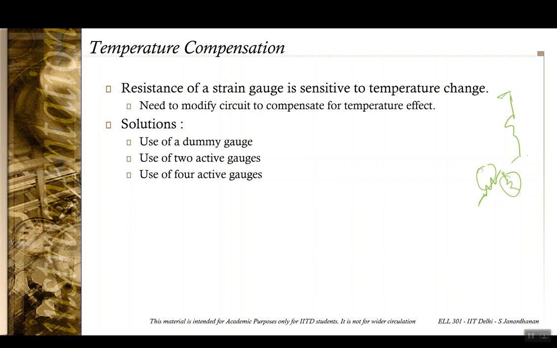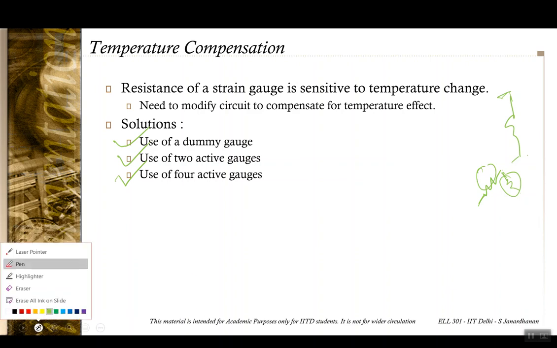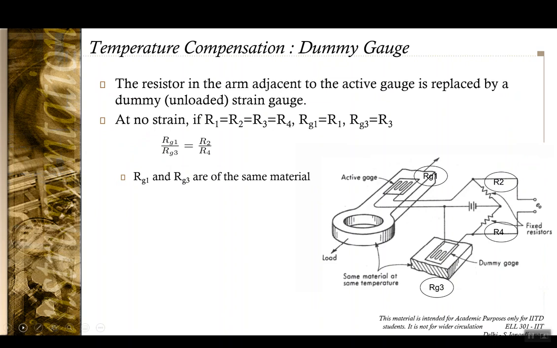So this can be done in multiple levels. That is either by using a dummy strain gauge in one of those arms. That is, you have a strain gauge that is not really subject to strain. It only acts as one of the arms of the Wheatstone's bridge. Or you can have two active strain gauges, so two strain gauges are subject to strain appropriately, or all the 4 arms of the Wheatstone's bridge can be active gauges. Again, we will look at each of these scenarios and see what are the advantages. So let us look at the case with the dummy strain gauge.